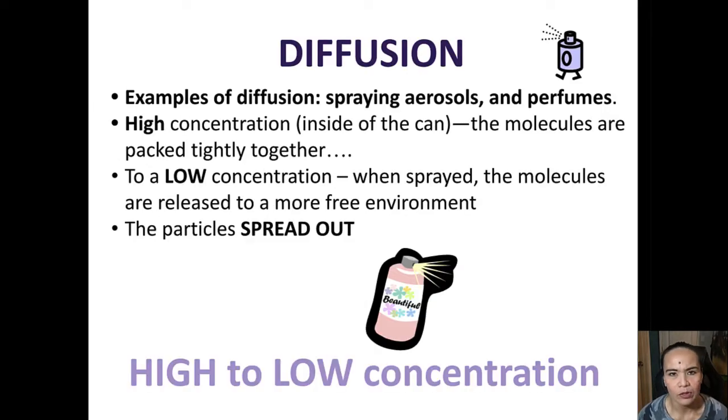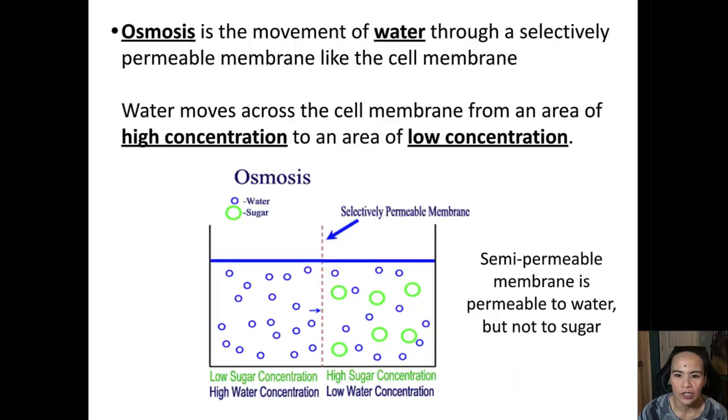Now, some examples of diffusion, you have aerosol spray and perfume, wherein inside the can, you have a high concentration and the molecules are packed tightly together. As soon as you spray the aerosol, it goes into a low concentration outside the can, which causes these molecules to spread out. So again, diffusion, high to low concentration.